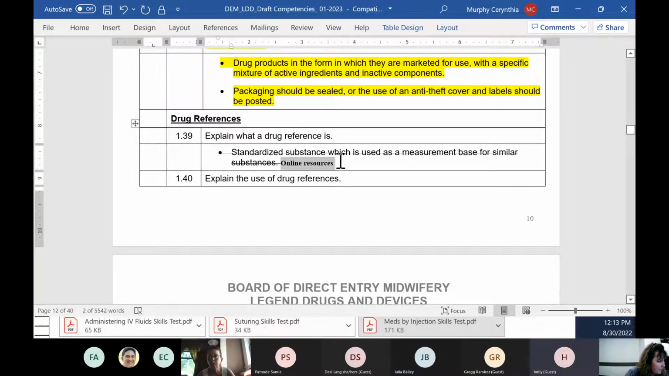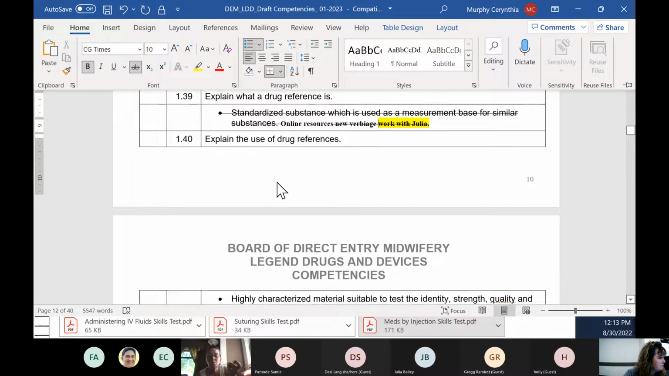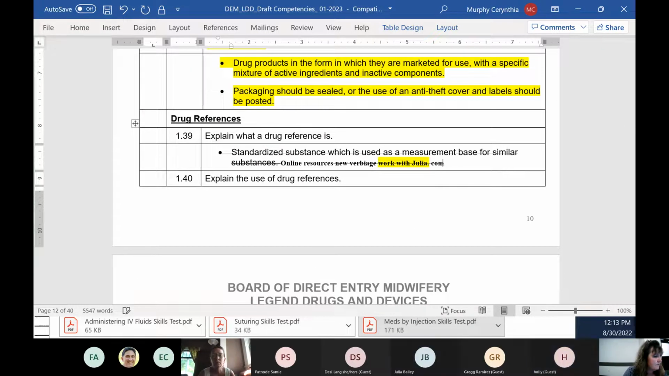Okay, good. So we need some new verbiage here. Julia, are you willing to work with me on some new verbiage here? Yeah, I can do that. Okay, perfect. So you could probably combine 139 and 140 when you work on that. Okay.